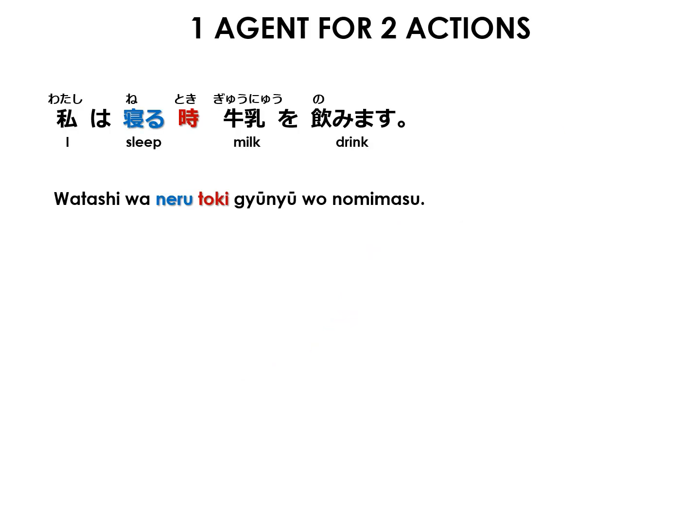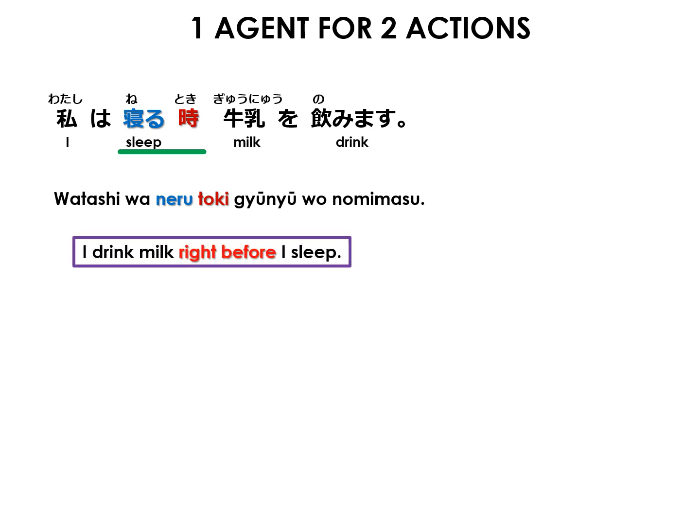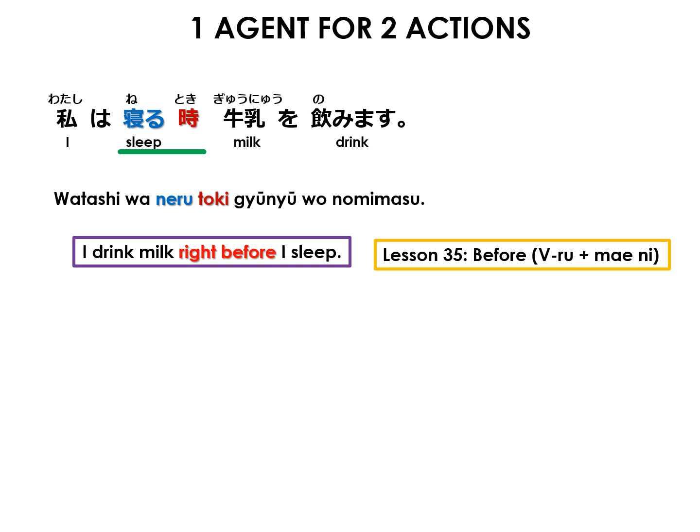Our first example illustrates one agent doing 2 actions. The sentence, Watashi wa neru toki gyūnyū wo nomimasu. We have neru toki in our subordinate clause. It is non-past, so the meaning of the sentence is, I drink milk right before I sleep. The ru-toki conjugation is quite similar to the ru-maini conjugation, before doing, which we learned in lesson 35, except that ru-toki means right before I do.